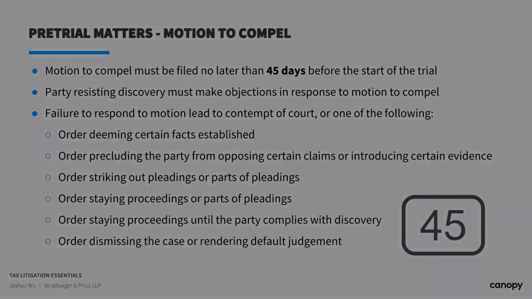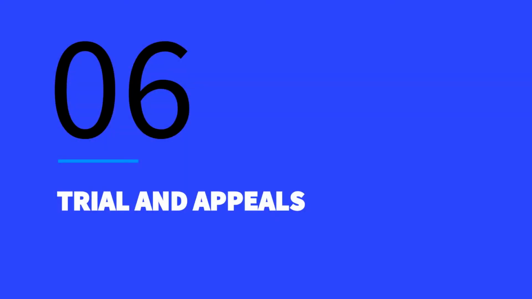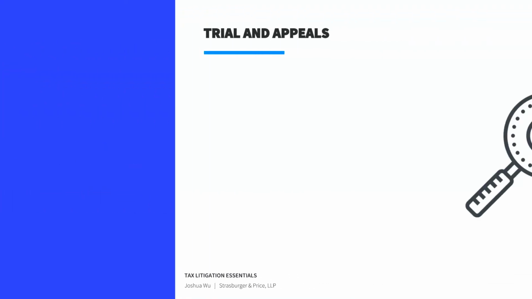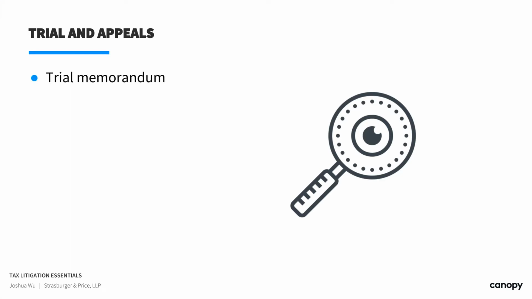All right, so let's talk a little bit about trials and appeals. When you're headed towards trial, the court and all judges have that standing pretrial order, and what it requires is a trial memorandum. A trial memorandum is basically you're telling the judge, here's what's going to happen. We're going to try this case.